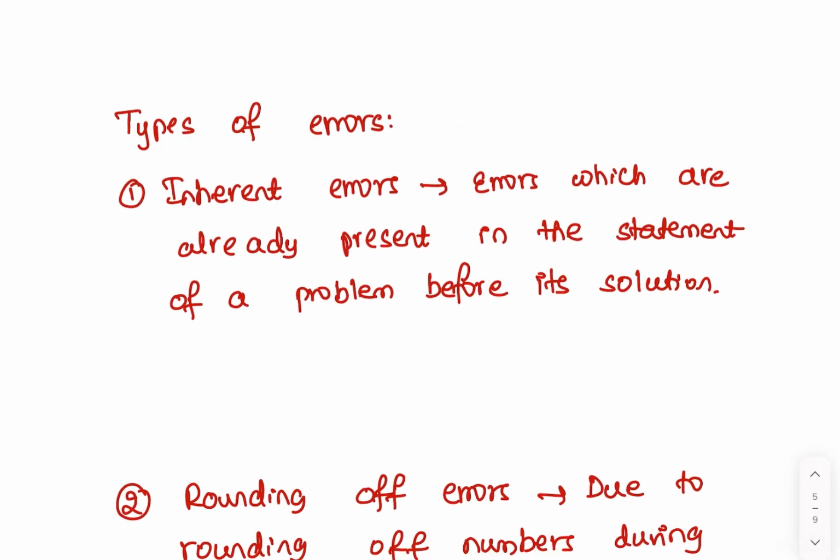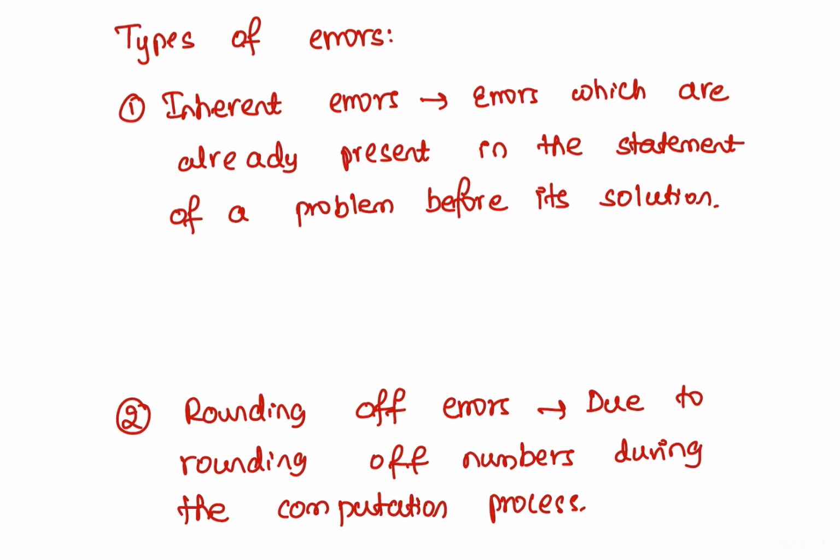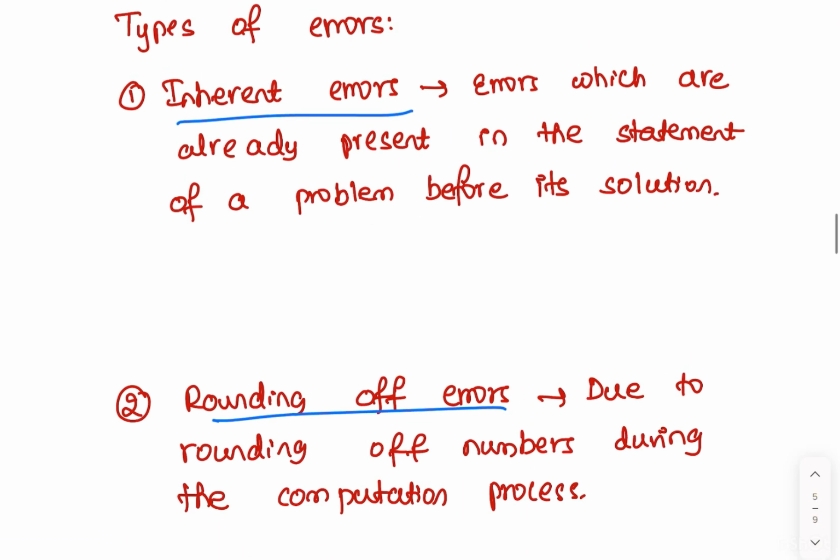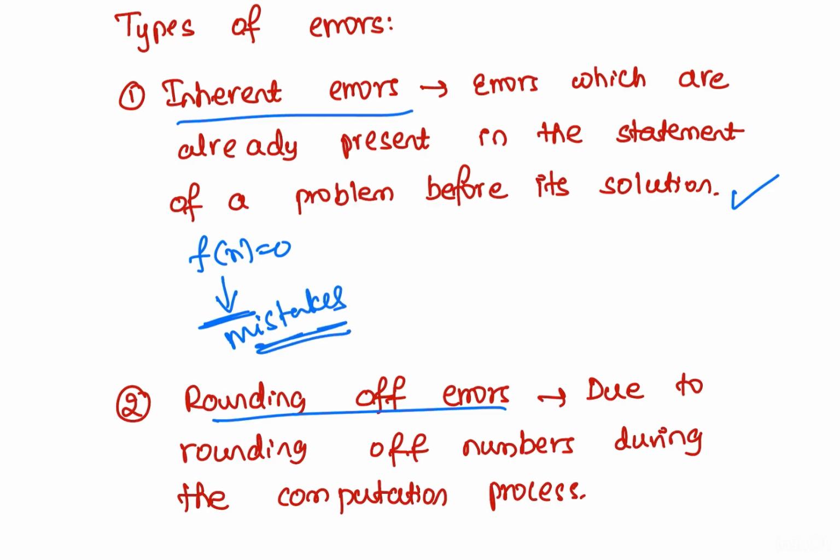Now we will be seeing types of errors. There are some 2 to 3 types of errors: inherent errors, rounding off errors, and truncation errors. So what are inherent errors? The errors which are already present in the statement of a problem before its solution. Before the solution we will be having one problem, suppose f of x equals 0. If this function involves any mistakes, that will lead to inherent errors. This can be removed by taking the correct data.